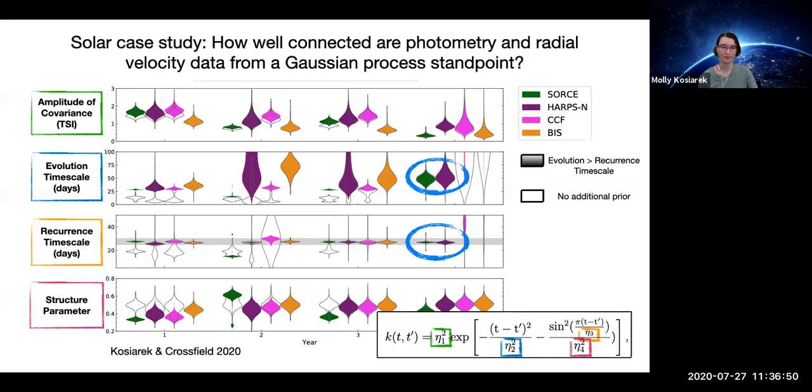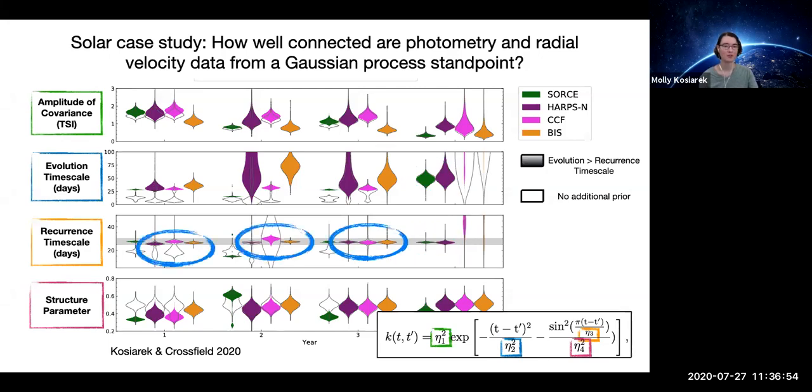Second, the full width half maximum and BIS show opposite results of photometry. The full width half max data well matches the RVs for years 1 through 3. The RVs and the full width half maximum often both have odd bimodal posteriors, or they're both matching very well. And the BIS posteriors for years 1 through 3 are consistent with the solar rotation period and have a longer evolutionary timescale than the recurrence timescale.